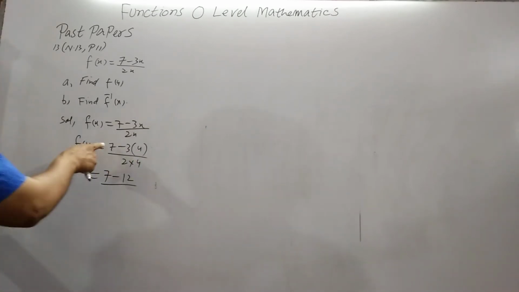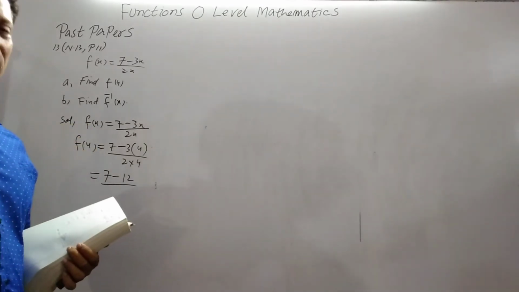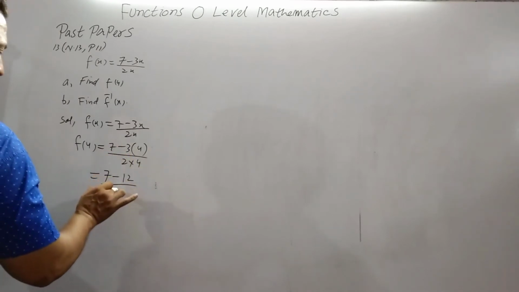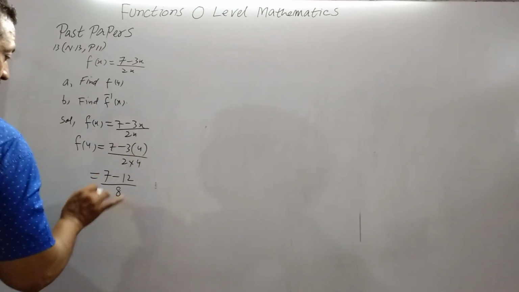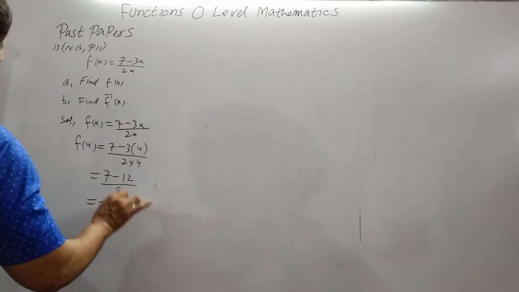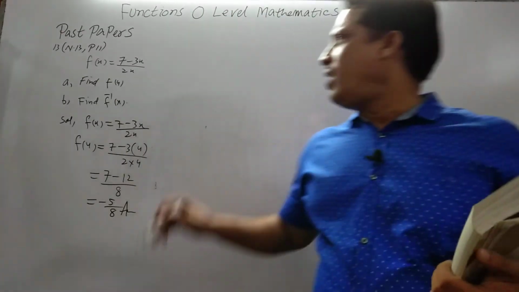Sometimes students do 7 minus 3 is 4. No, we have to apply BODMAS rule always. So first we multiply, then subtract. 3 4s are 12 and 2 4s are 8. 7 minus 12 is minus 5. Minus 5 upon 8 is the answer. I hope you understand how we find the function value f of 4.